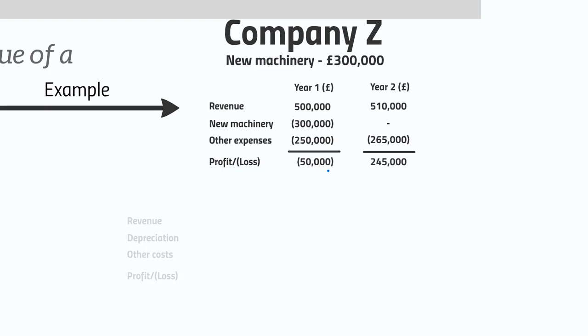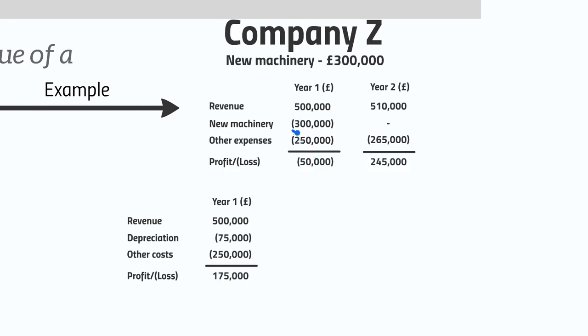Well, let's take a look at what happens if we spread the cost of the purchase of an asset over several years. So let's say it's the same situation. It's Company Z. They buy the new machinery. It costs £300,000. But instead of expensing the entire cost in the first year, we're going to divide that cost over the number of years that the company expects to use the asset. Okay, so in this case, Company Z expect to use the asset for 4 years. And so if we divide £300,000 by 4, we get an expense of £75,000 a year.